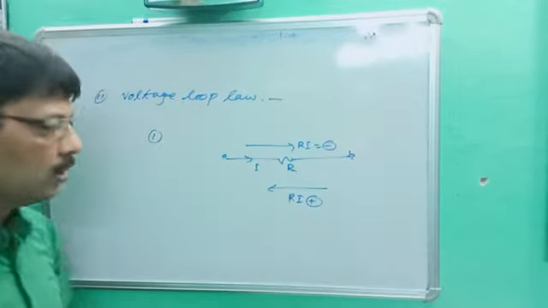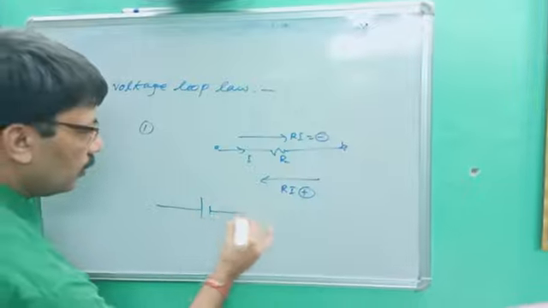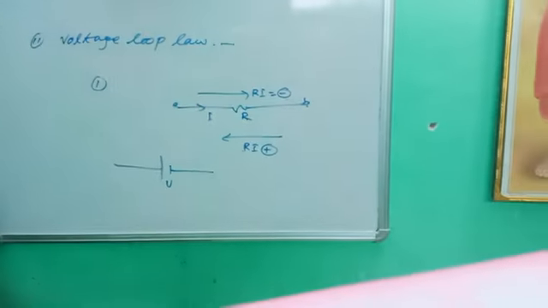This is the second rule. What is the third rule? The third rule is here. This is the battery.